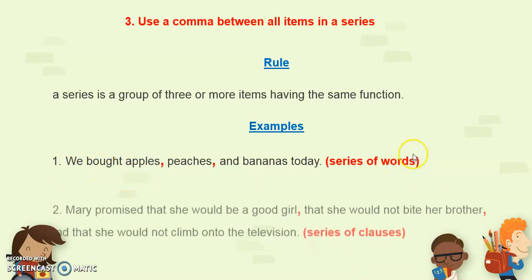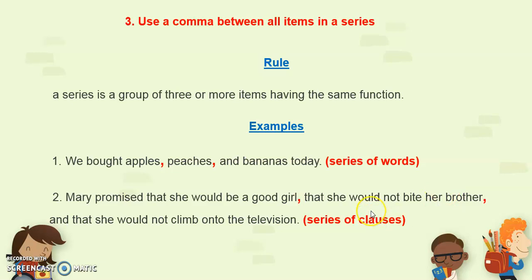Okay, another, more complex example. Mary promised that she would be a good girl. Number 1, she promised that. Number 2, she would not bite her brother. Okay, that's the second promise. The third promise, she would not climb onto the television. Mary seems to be a very naughty girl.